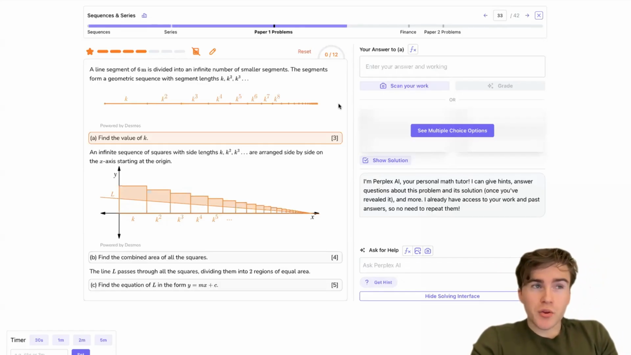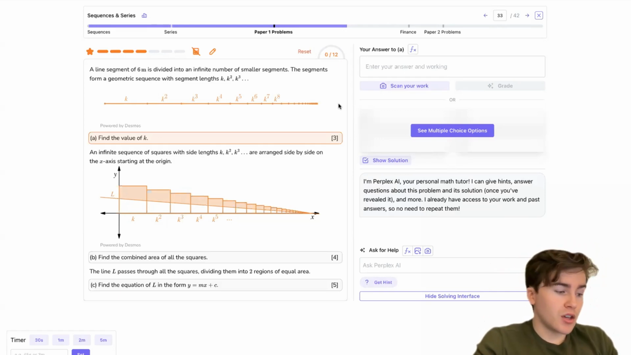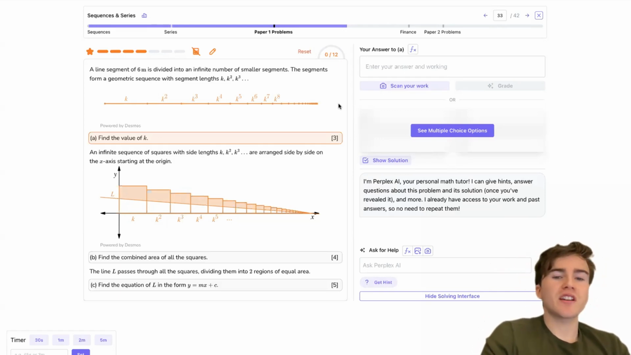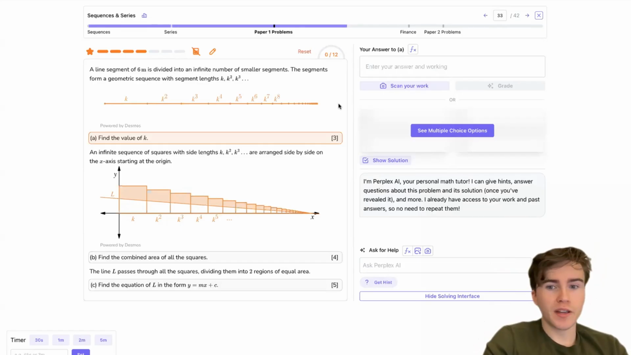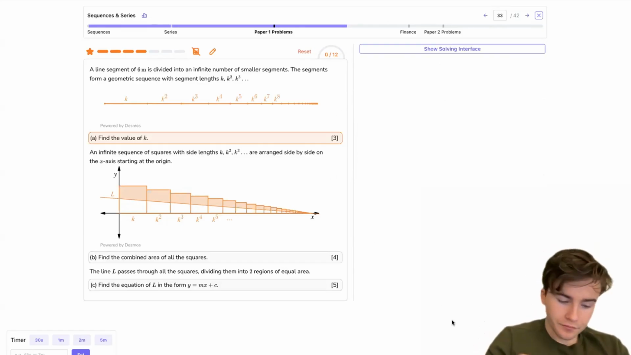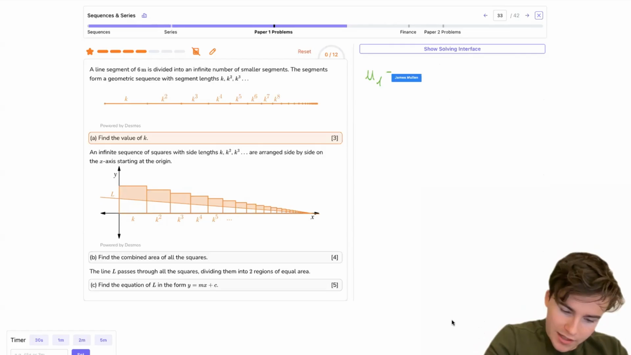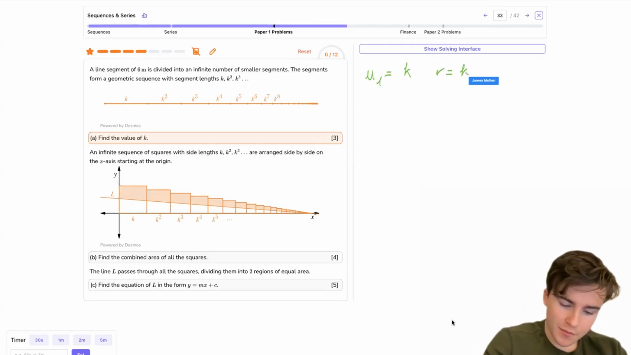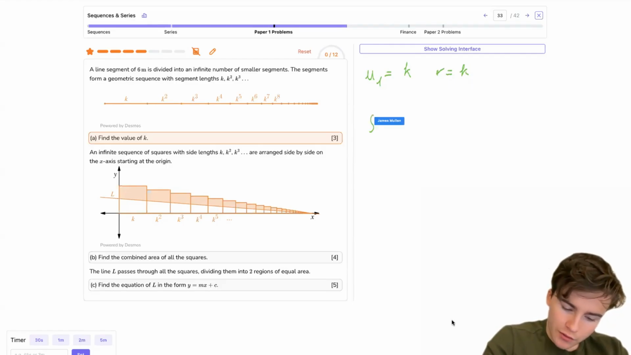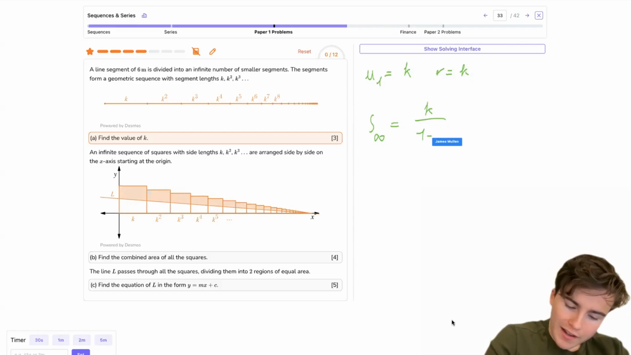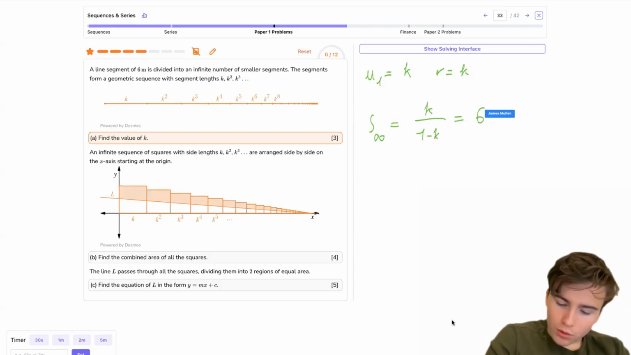And what is the common ratio here? Well, I have first term k, second term k squared, third term k cubed, etc., which means that the common ratio is k. And the first term is also k. So I have u1 is equal to k, and r is equal to k, both of those things. So if I write the sum to infinity, that's going to be u1, which is k, over 1 minus k, and I'm told that that's equal to 6.